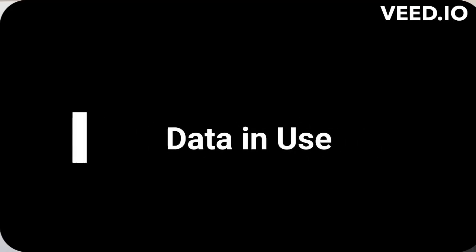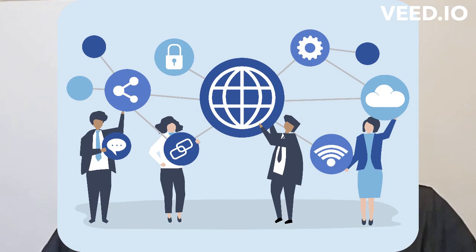Data in use is data in RAM and is actively being accessed by a software program or person. Think of files actively shared between employees.